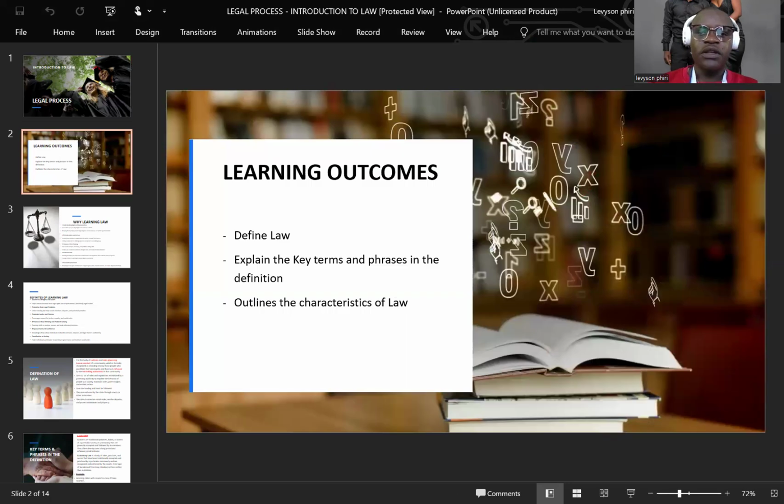Okay, so our learning outcomes by the end of this lesson, we should be able to define law, explain the key terms and phrases in the definition, and also outline the characteristics of law. That's what we are supposed to know after this lesson.